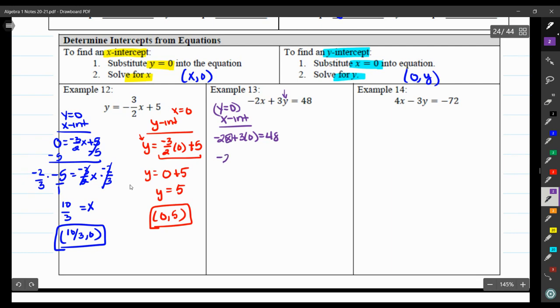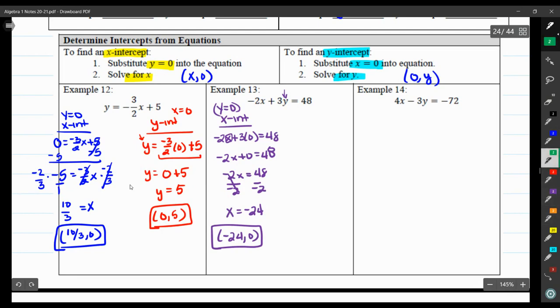So 3 times 0 makes 0. And negative 2x plus 0 is equal to negative 2x. So to get x alone, I have to simply divide by negative 2. So we get x is equal to negative 24. So our x-intercept is negative 24, 0. And then let's get the y-intercept.